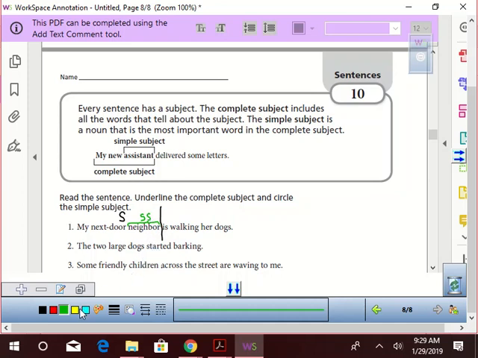And then where's the predicate? Where's the predicate? Is walking her dogs. And what's the simple predicate on this one? Go. Is. Ready? Try the next one. The two large dogs started barking.